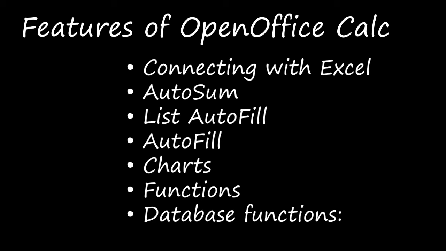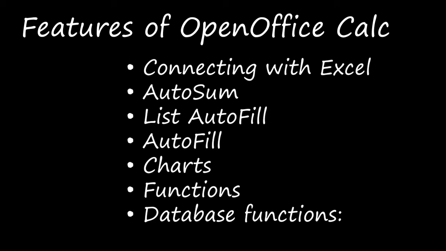The next feature is charts. Charts means you can give the values of data and get it in the form of a pie chart, bar chart or a line chart, or many other charts are also available in this OpenOffice Calc. And the next one is functions. That is used to perform some operation. That means you can create a formula to perform a big complex calculation on data. That is functions.